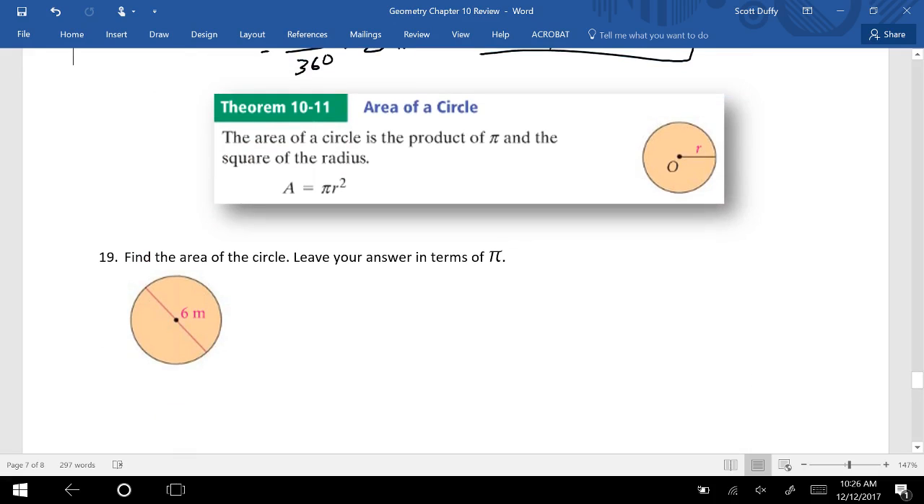Area of the circle is equal to pi times the radius squared. In this case, we aren't given the radius, we're given the diameter, but the radius is half of the diameter, which is 3. So, area equals pi times the radius of 3 squared. Leave our answer in terms of pi, so we're just going to take 3 squared. We get 9. Tack the pi on there, and that would be in square meters because it's an area.